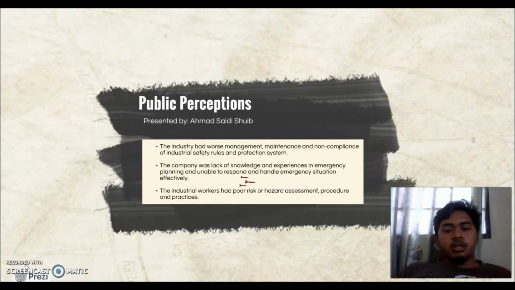Next, the company lacked knowledge and experience in emergency planning and was unable to respond to and handle emergency situations effectively. This is very important in taking precautions when an incident happens suddenly. The workers had poor risk and hazard assessment procedures and practice. The Process Safety Management (PSM) program should be handled by the company so that the workers will be well trained and more knowledgeable about the chemicals and equipment they work with.